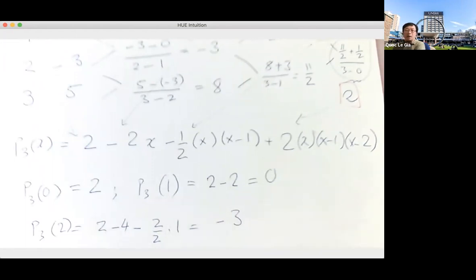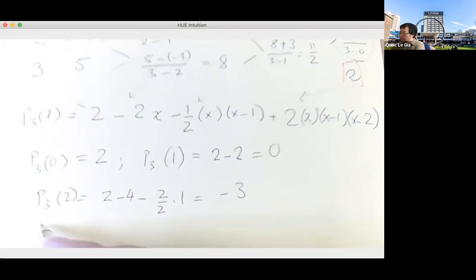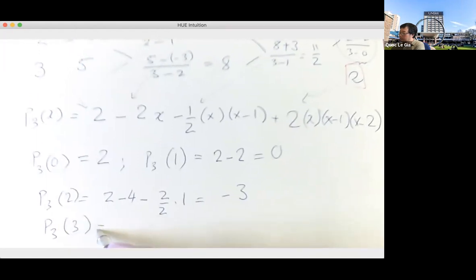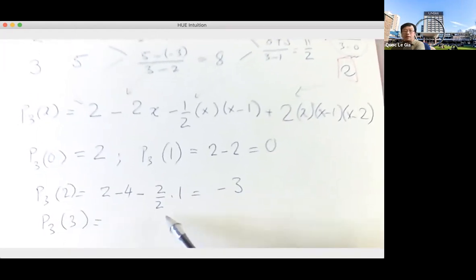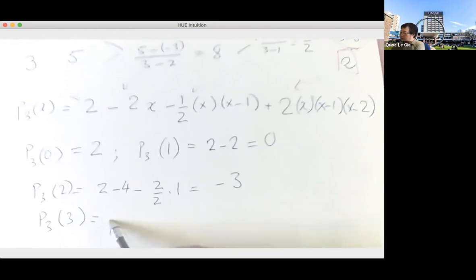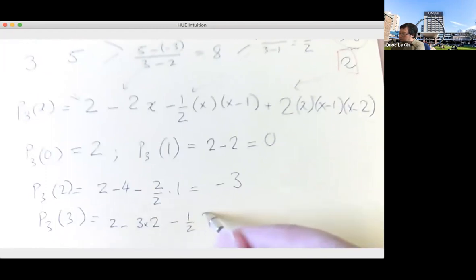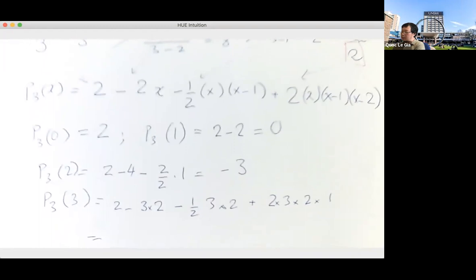Okay, and so on. Then you have P3 at 3. You just put everything in. So 2 minus 3 multiplied by 2. Let's put it in, and you will see that it will give you the correct result, 5.